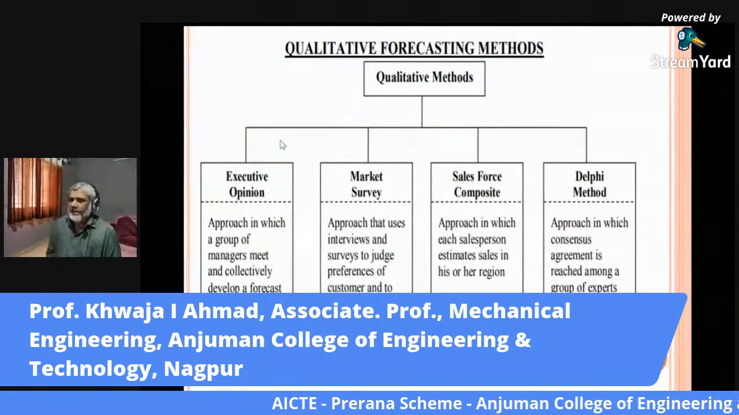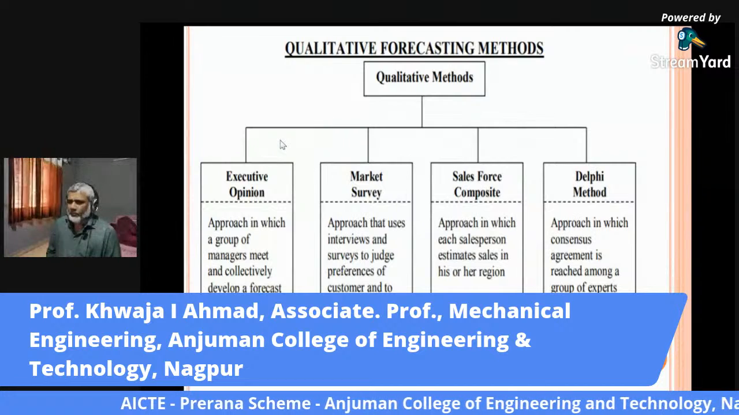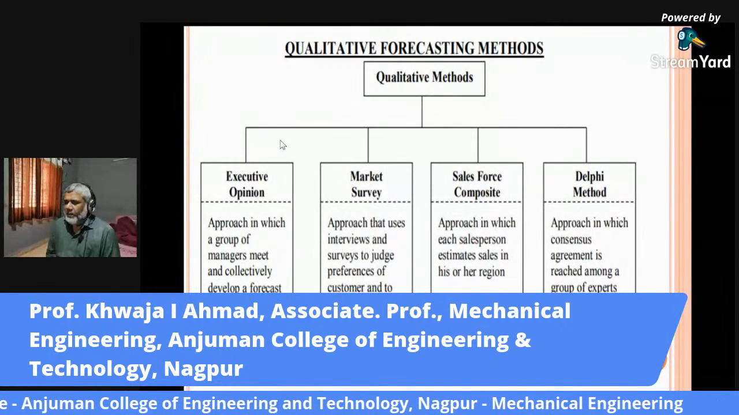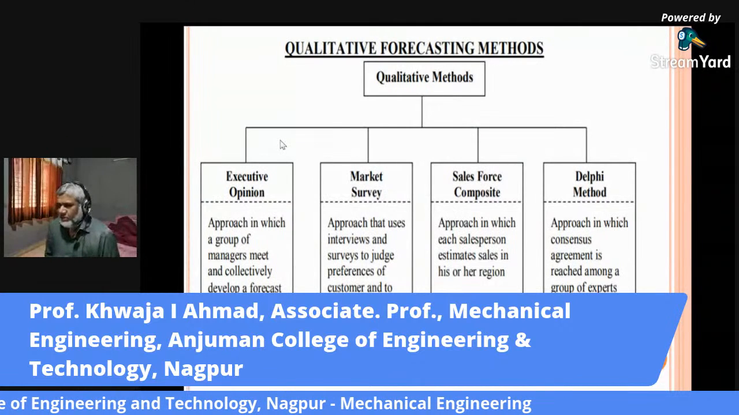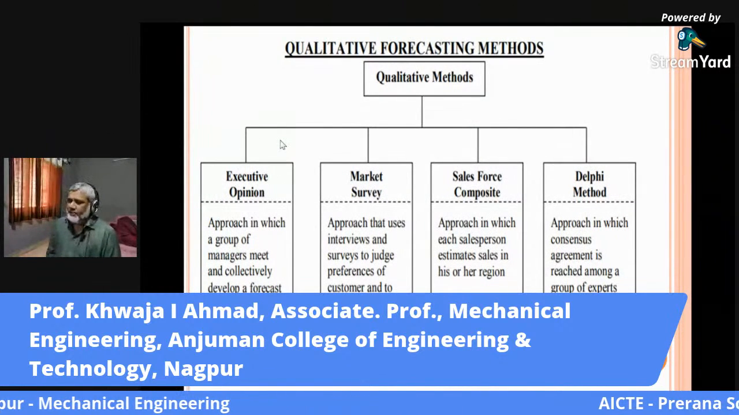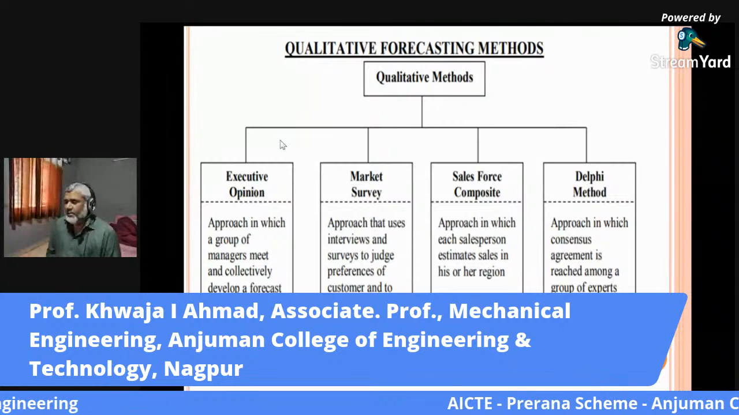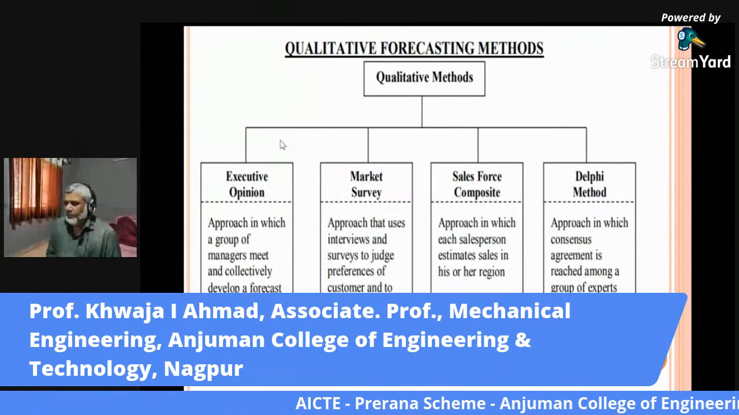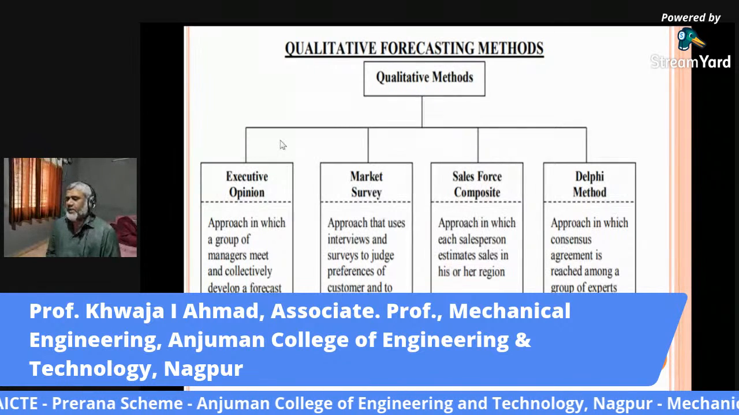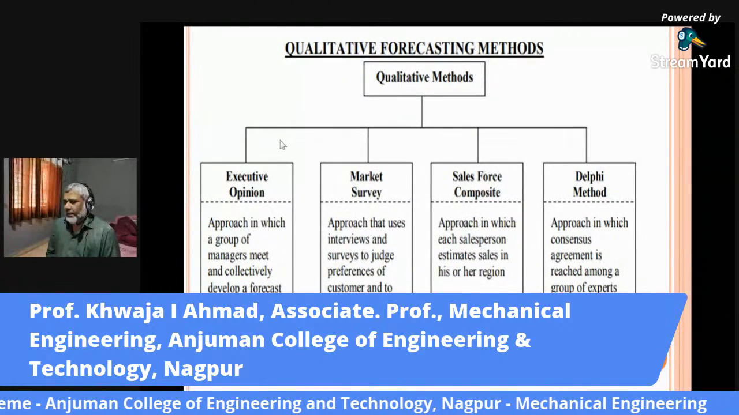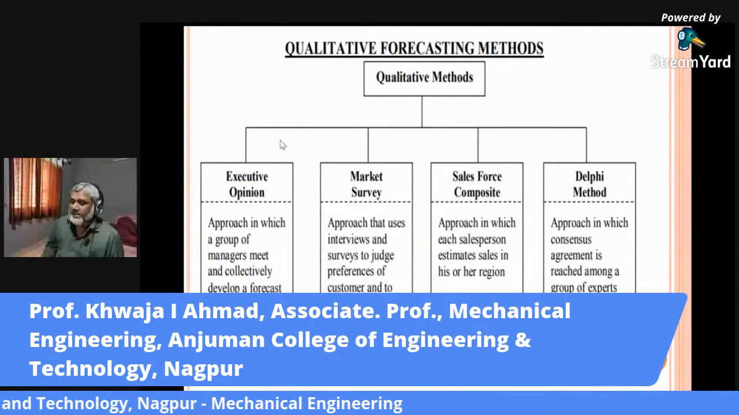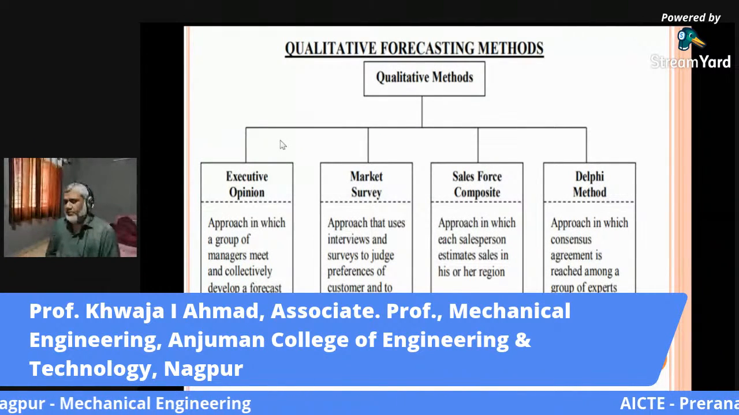Another method of qualitative analysis is the Delphi method. Various experts sit together and discuss the future prospects of the product or the component or of the services, and they discuss it very rigorously, and after their rigorous analysis, they come to a conclusion.